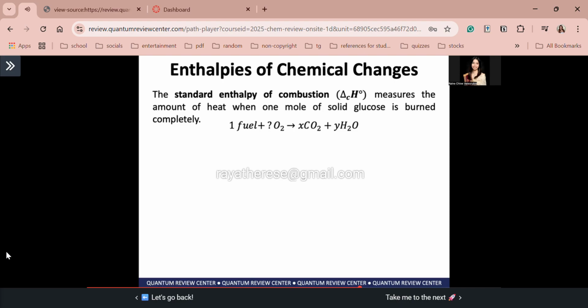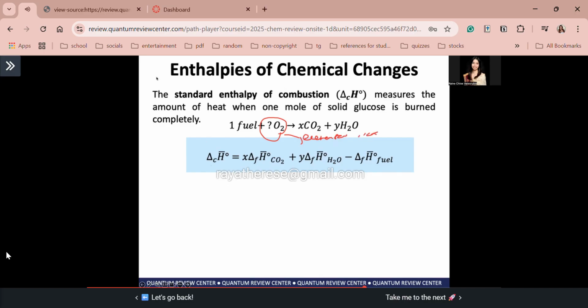So, the formula in getting the standard enthalpy of combustion is this. So, that's X, which is the coefficient of CO2, times the standard enthalpy of formation for CO2, plus Y, the coefficient Y, times the standard enthalpy of formation for water, minus the reactant, which is fuel. So that is the standard enthalpy of formation for fuel. Guys, hindi kasama si O2. Again, ang kanyang delta H is equal to 0 because this is in its elemental state. Okay? Again, this is equal to 0.